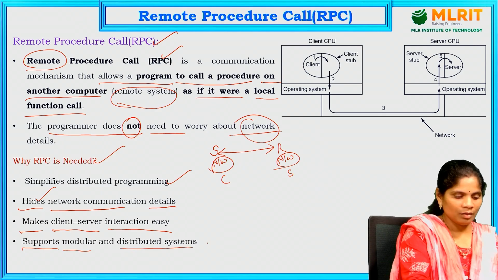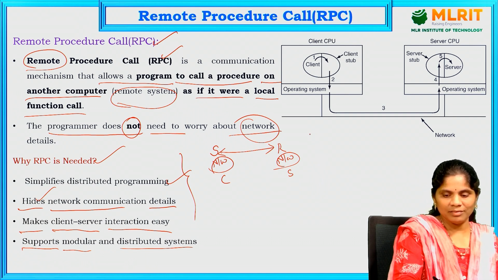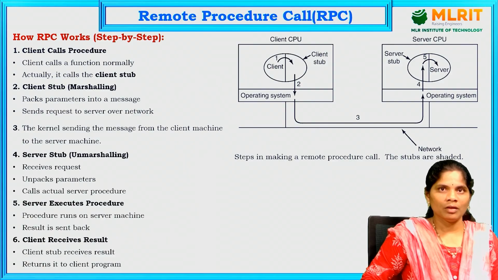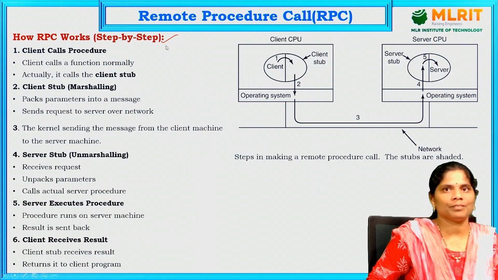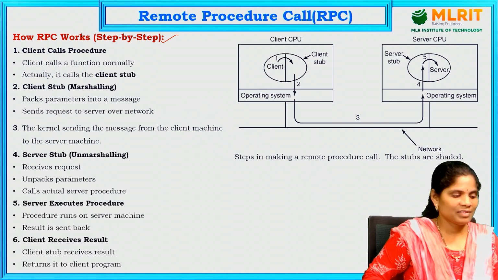So these are the need of the remote procedure protocol, and how this diagram is going to work for remote procedure call, we will see now. Here it totally has 6 steps. How these 6 steps happen in this diagram, we will see one by one.